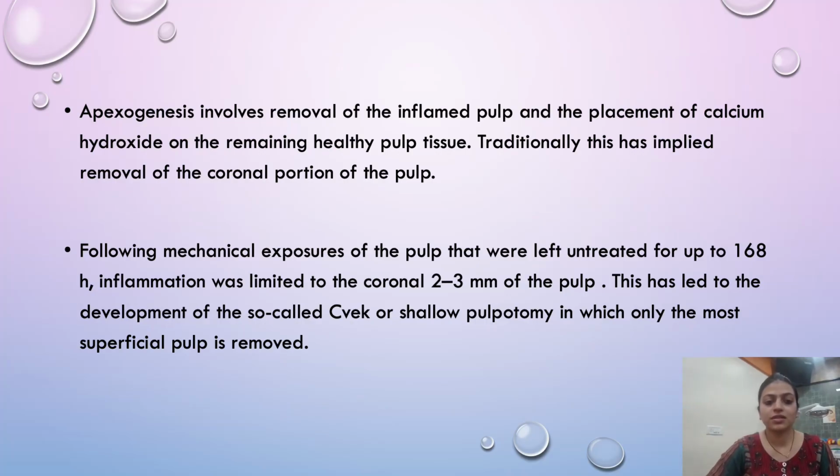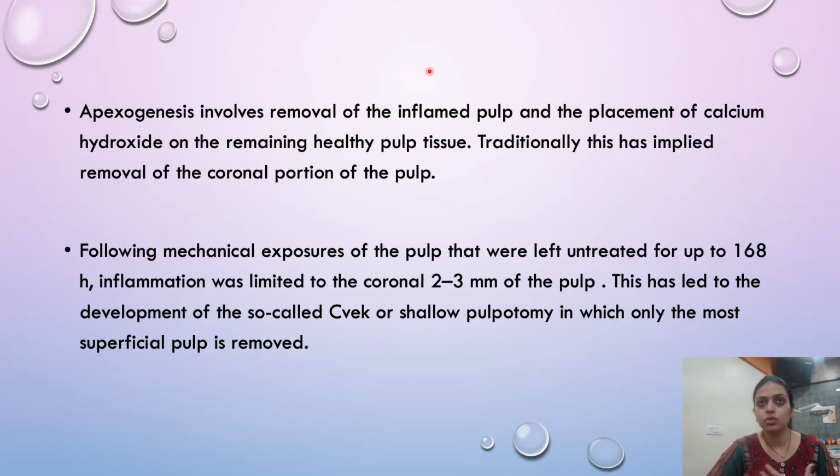So apexogenesis involves removal of the inflamed pulp and placement of calcium hydroxide on the remaining healthy pulp tissue. Traditionally, this has implied removal of the coronal portion of the pulp. Following the mechanical exposure, the pulp is left untreated. Then inflammation, in one of the studies, was limited to only 2 to 3 mm of the pulp. So this led to the development of the shallow pulpotomy or partial pulpotomy, which was developed by Sweck, in which only the most superficial pulp is removed.